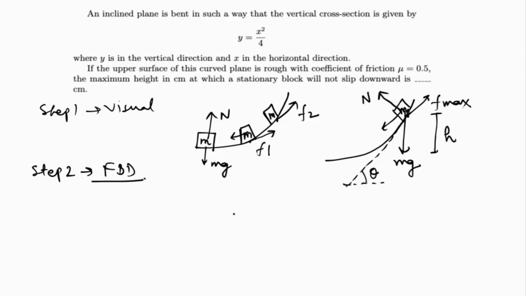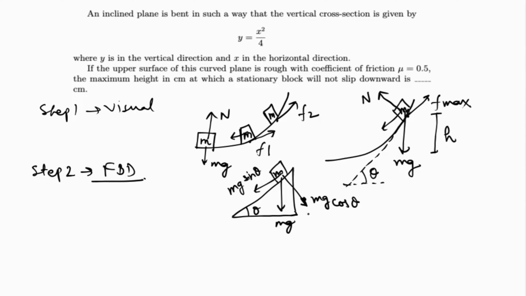Now let's just focus on the incline. Okay, this is angle theta, this is the mass, this is mg. Let us break down this force of gravity. This component is mg sine theta and this component is mg cos theta. So this maximum friction force is actually balancing out the mg sine theta. So we can write F max is actually equal to mg sine theta.